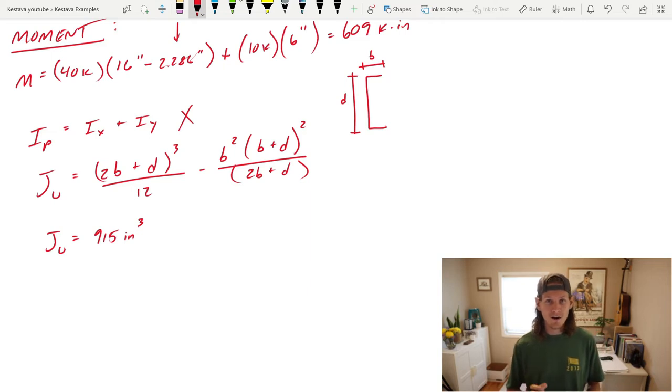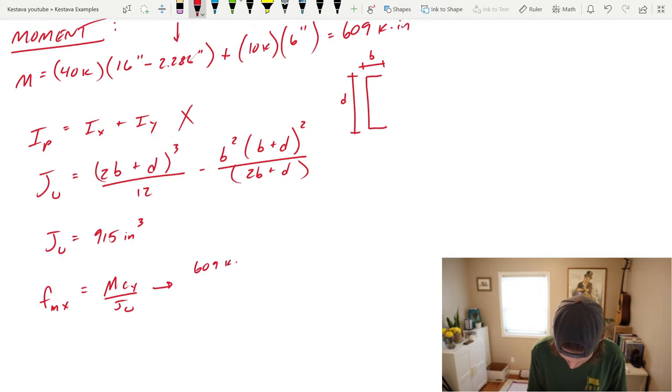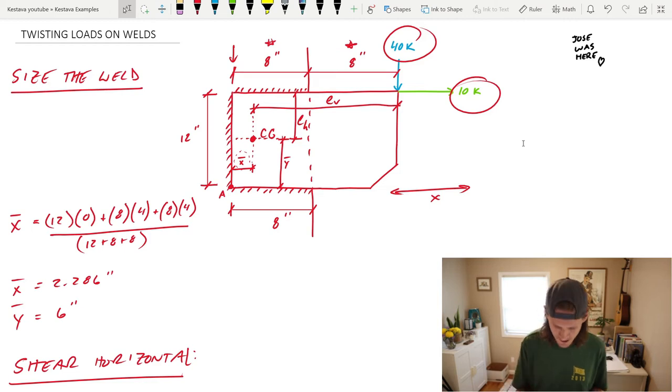Now, we need to find our kips per inch of demand because of this moment. And it's two directional, the moment, right? You have an X component and you have a Y component. So we're gonna be breaking those up. So F sub MX is gonna be equal to the equation M C_y over JW, 609 kip inch. C sub Y, well, what is C sub Y? If we scroll back to the top, we need to be taking points about this location right here, which we'll call, I don't know, O, because that is the location of the extreme stresses in this type of pattern.